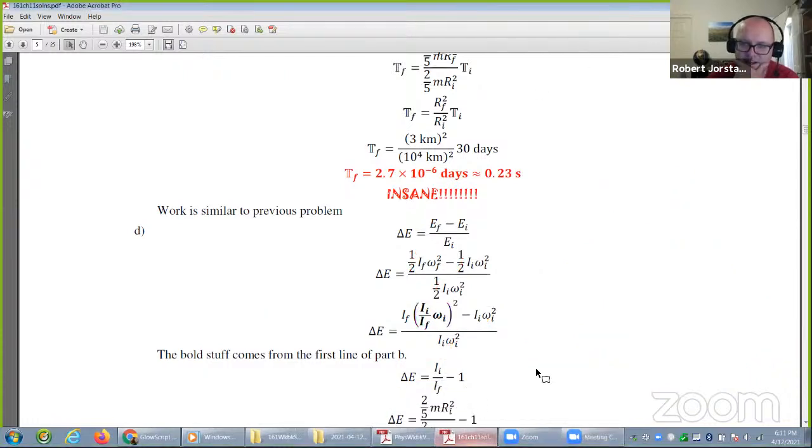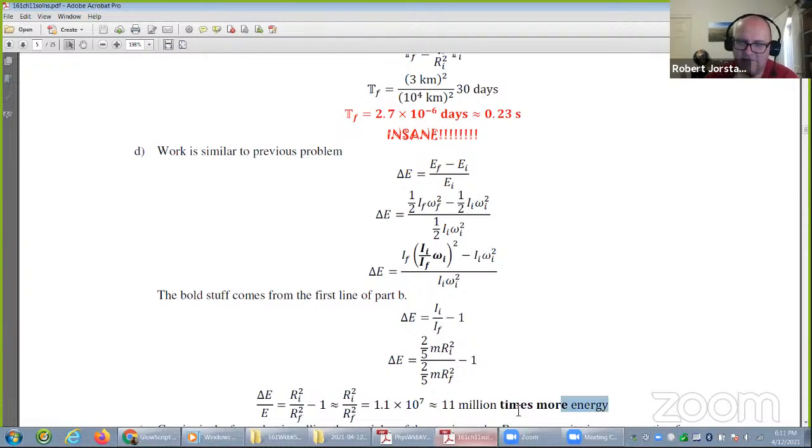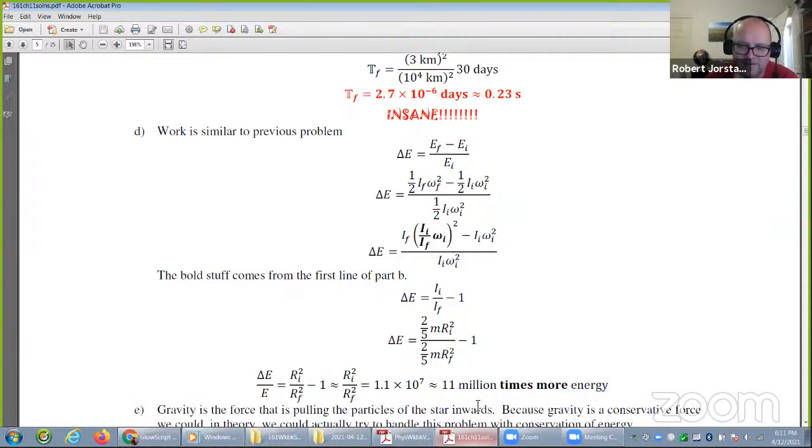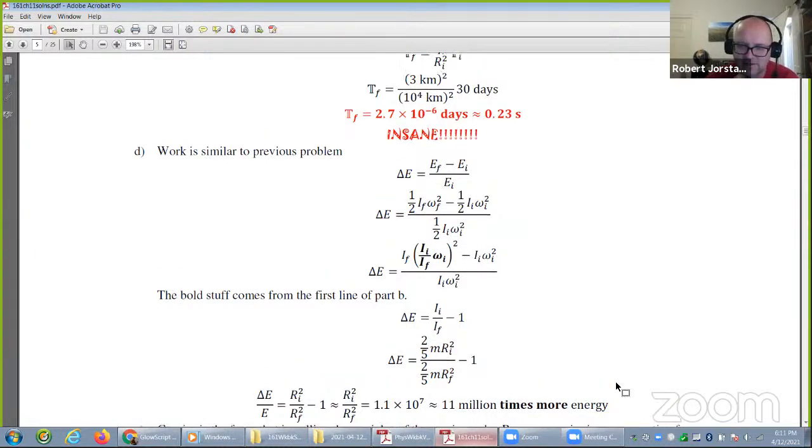Now check this change in energy out. 11 million times more energy. Holy schnookums. Waka flocka. That's a lot of energy change. Holy cow. The minus 1 doesn't matter at all when you're talking about 11 million. But this star gains so much energy. Where does all that energy come from?